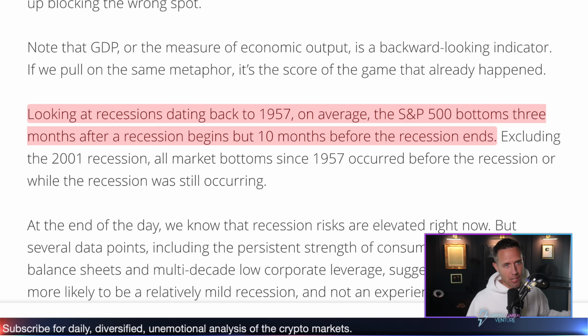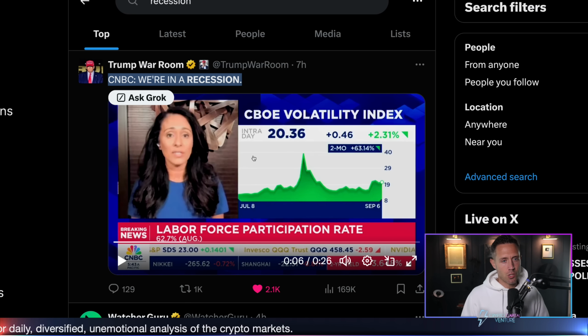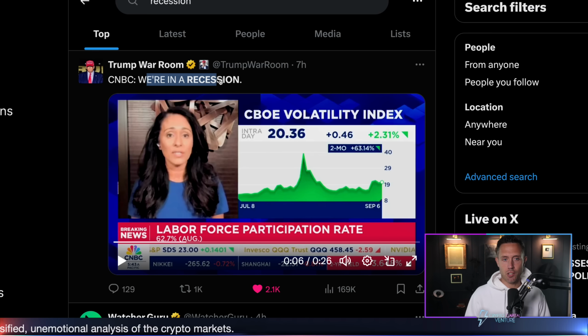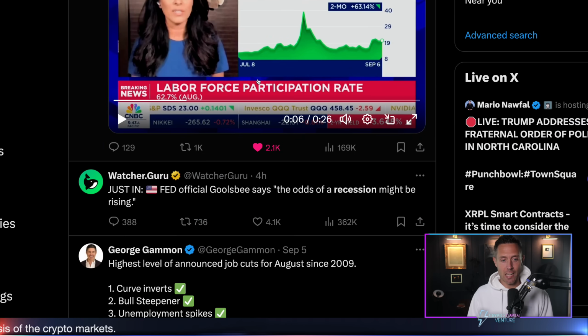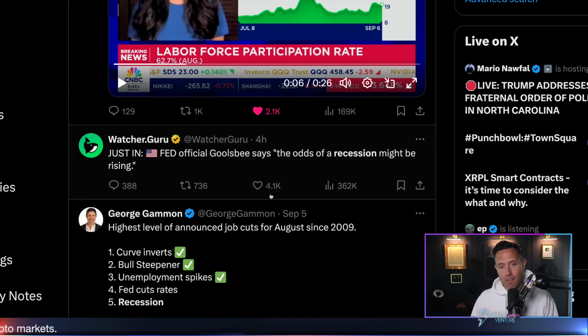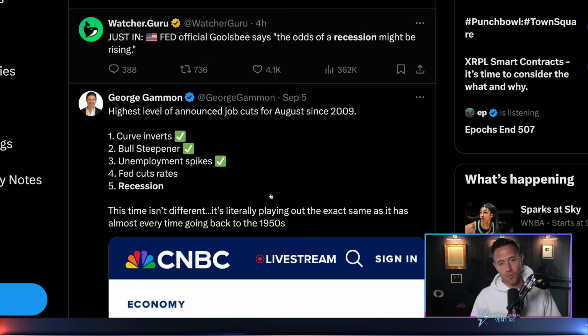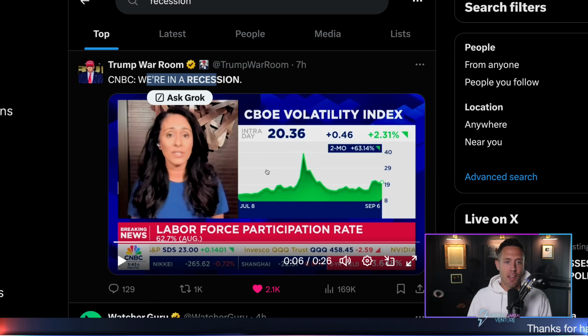And by the way, we're talking recession because you just go online, we're in a recession. Especially now, we're going to start seeing finally these headlines. We're in a recession. Fed official says the odds of a recession might be rising. That was 4 hours ago. That was today. But you can just see we're either about to get into a recession according to some, or we're already in a recession according to some.